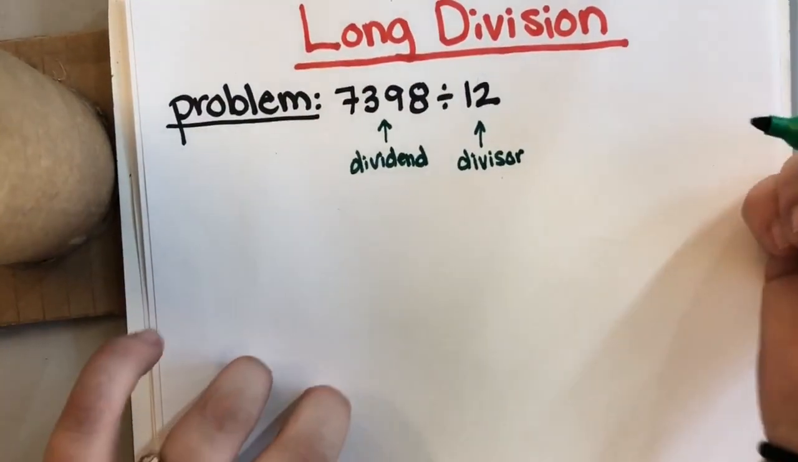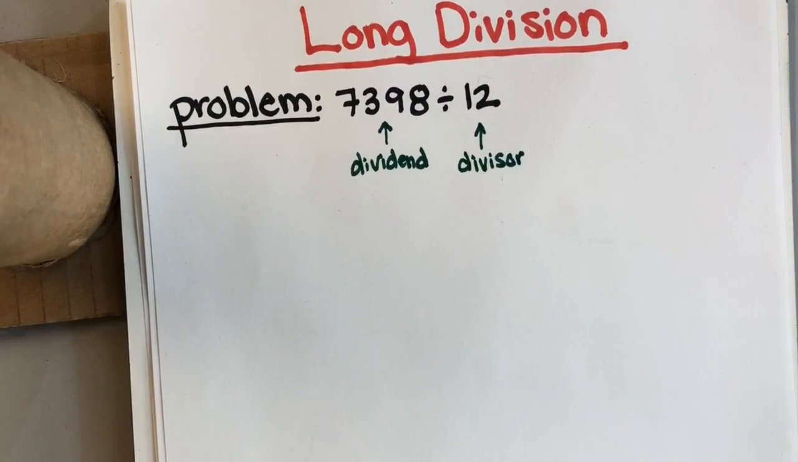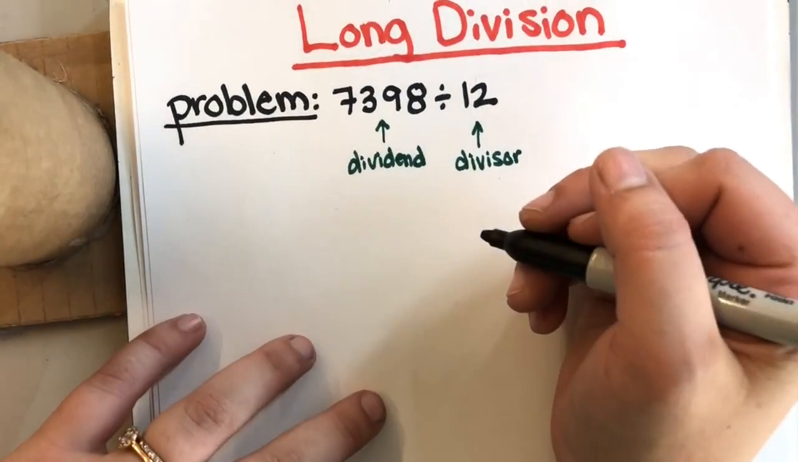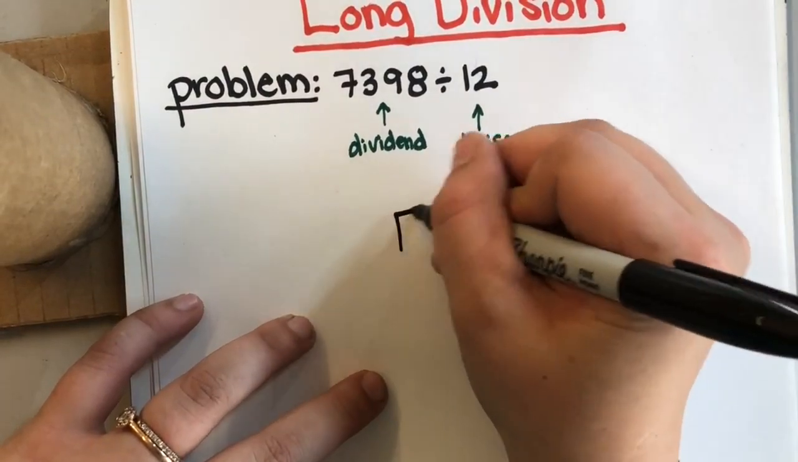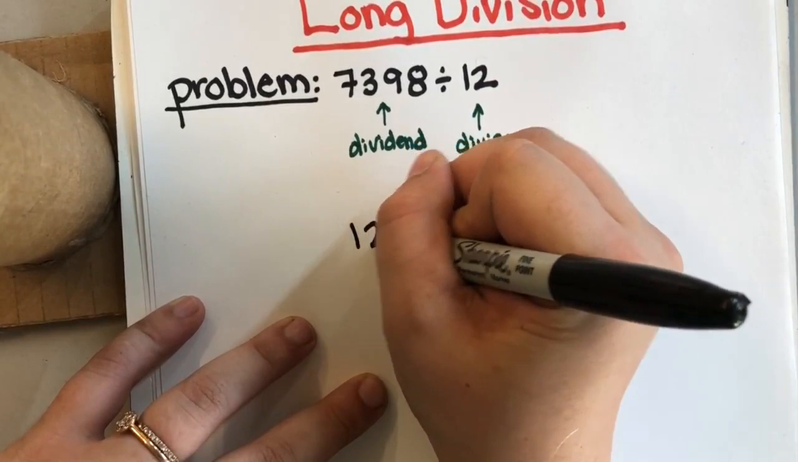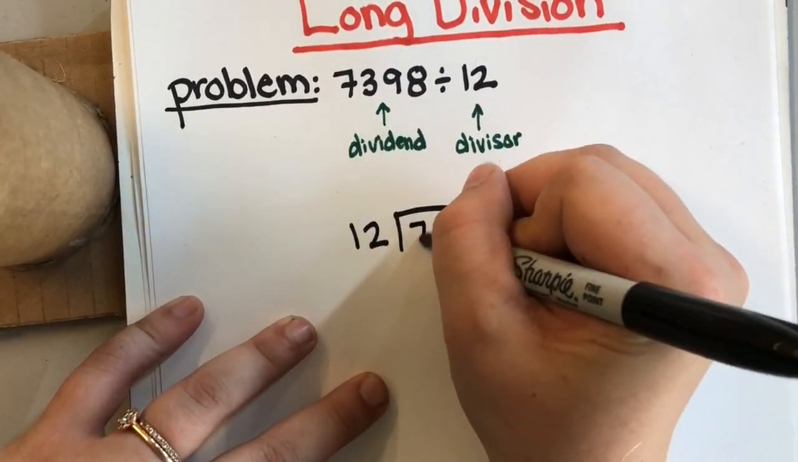Okay, so when I'm setting up my division house, the dividend's going to go on the inside and the divisor's going to go on the outside. So here's my division house. I'm going to put the divisor on the outside and the dividend on the inside.